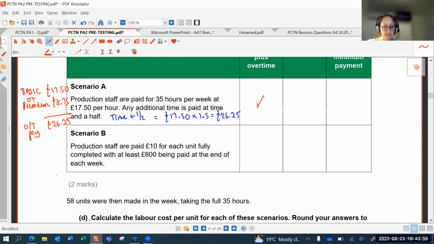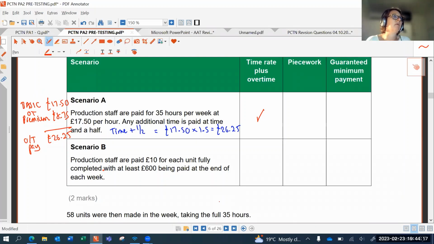What about scenario B? Production staff are paid £10 for each unit fully completed. If this sentence stopped there, what would you say that is? If it just said production staff are paid £10 for each unit fully completed, what would that be? Exactly. That, if we stopped there, would be piecework, because they're paid per item. They're paid for each unit that they complete.